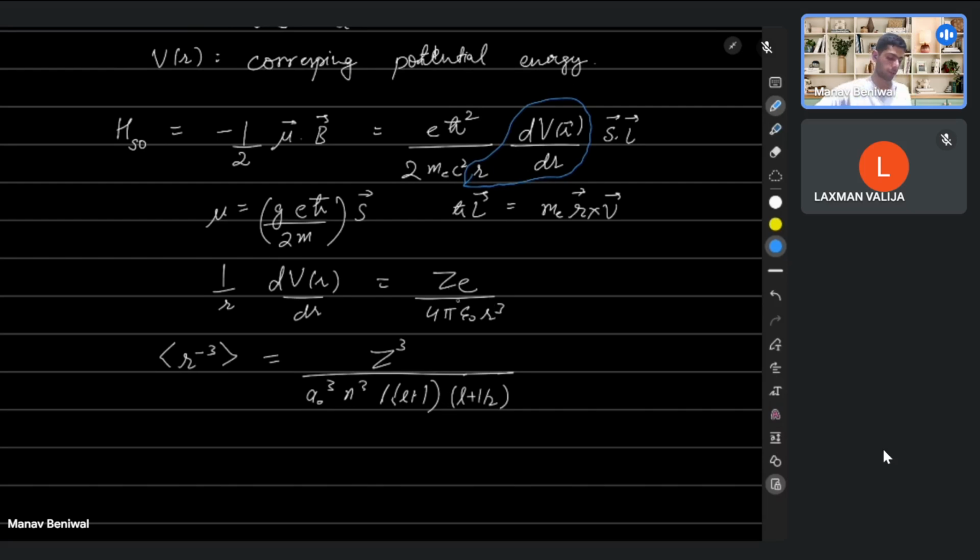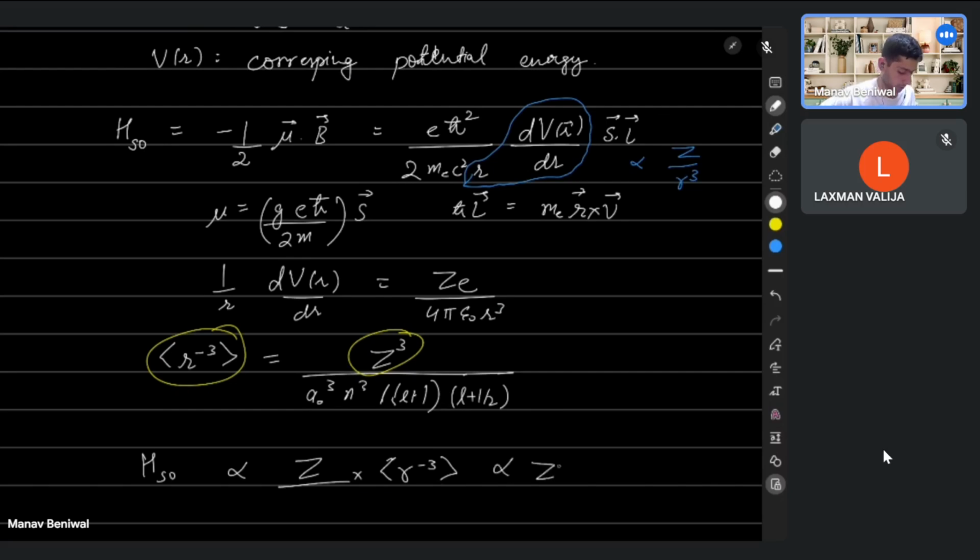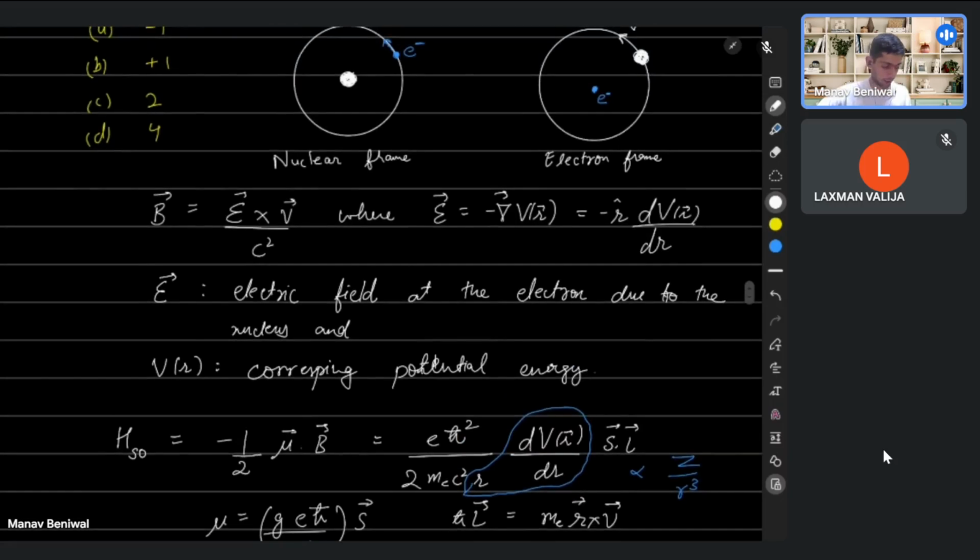is proportional to Z over r cubed, and here we have found out that this 1 over r cubed goes as Z to the 3, right? So finally we can write that our spin-orbit coupling is proportional to Z times, let's say, 1 over r cubed, and this will then be proportional to Z to the power 4. So the correct answer will be option 4.